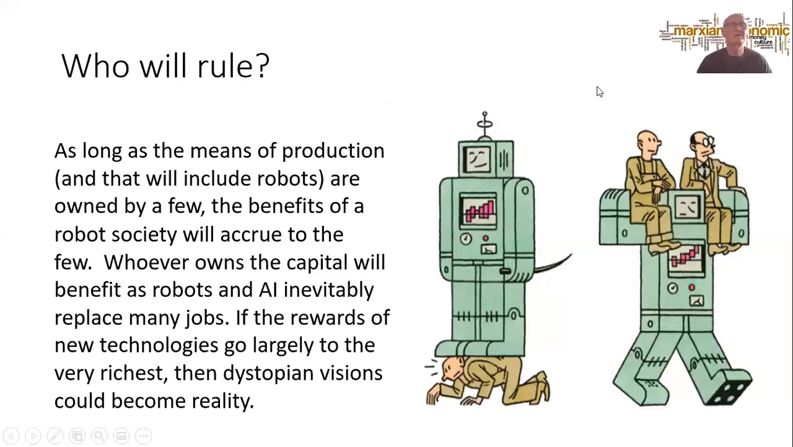As long as the means of production, and that will include robots, are owned by a few, the benefits of a robot society will accrue to the few. Whoever owns the capital will benefit as robots and artificial intelligence inevitably replace many jobs. But if the rewards of new technologies go largely to the very richest, as they are at the moment, then we'd expect a really difficult situation to develop over the next generation.